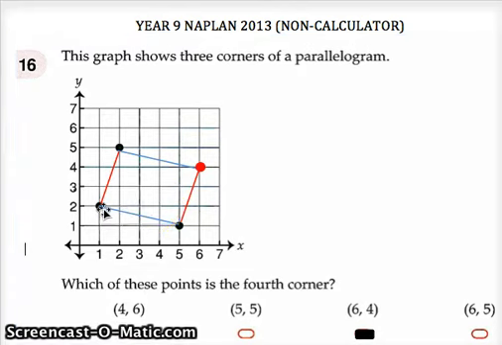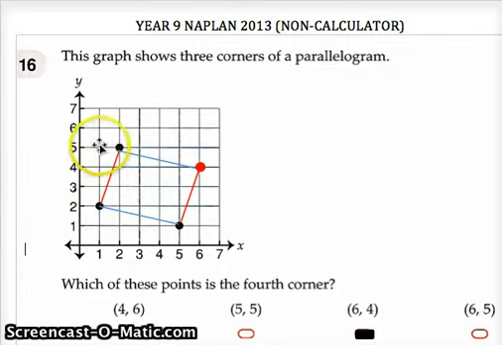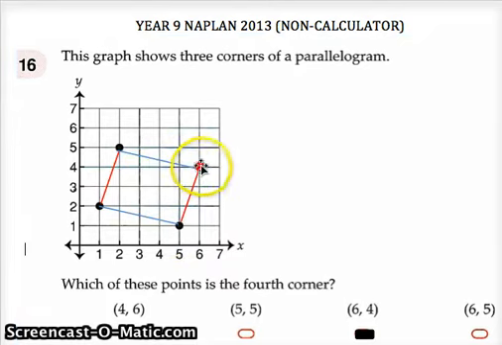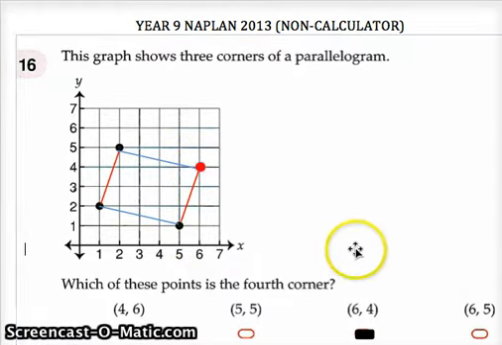The other way that you could do the question is you can just look at these first 2 points here, and to get from the bottom point to the top point, you go up 3 and across 1. So therefore, for a line to be parallel to that red line, we start here at this bottom point and go up 3 and across 1. And put the red dot there, meaning that that is the fourth corner.